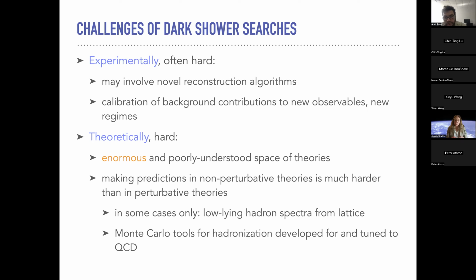Some models, we know what the low-lying hadron spectra are from lattice studies. In some cases, there are Monte Carlo tools for hadronization. These are all, of course, developed for and tuned to QCD, because this is a non-perturbative process where lattice will let us calculate static things like spectra, some branching ratios, some form factors which let us calculate branching ratios. But it can't let us compute the dynamic processes that are important for hadronization. So there's data, and therefore QCD is really our only source of rigorous input.